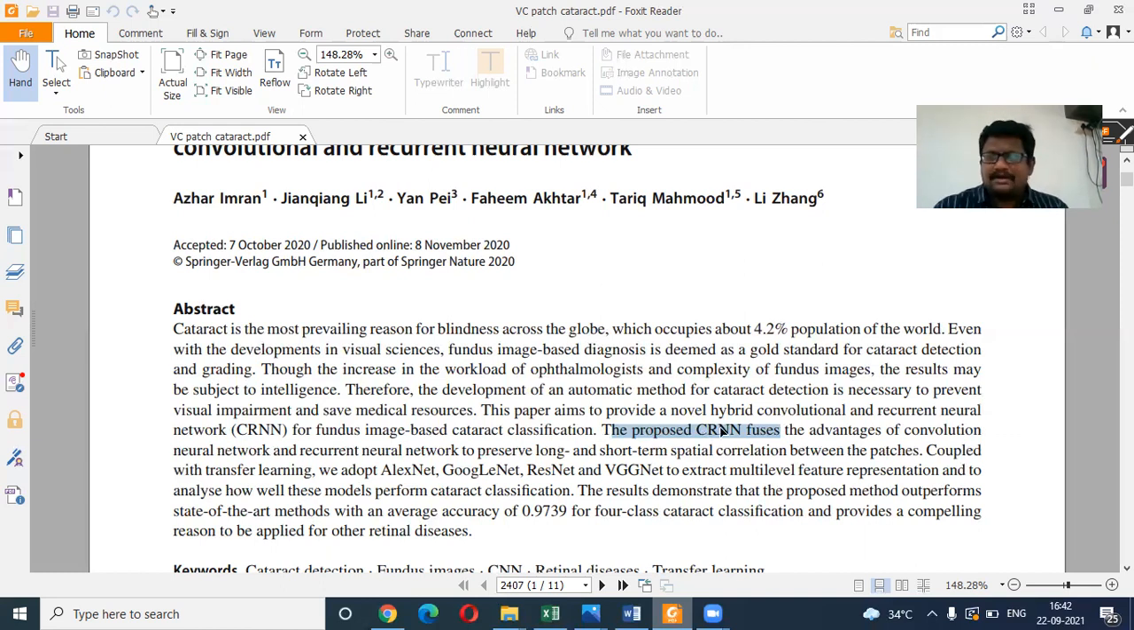The proposed CRNN fuses the advantages of convolutional and recurrent neural networks to preserve the long and short-term spatial correlation between the patches. That is, if you want to look at an image, you may look at the entire image, and looking at the entire image, we have some information. Looking at small minute areas of the image, we have other information. That's why we want to train the CNN with the patches of images and also with the entire images. That has to be integrated after learning patchwise. The learning acquired patchwise has to be ported to the learning connected to the full image also.